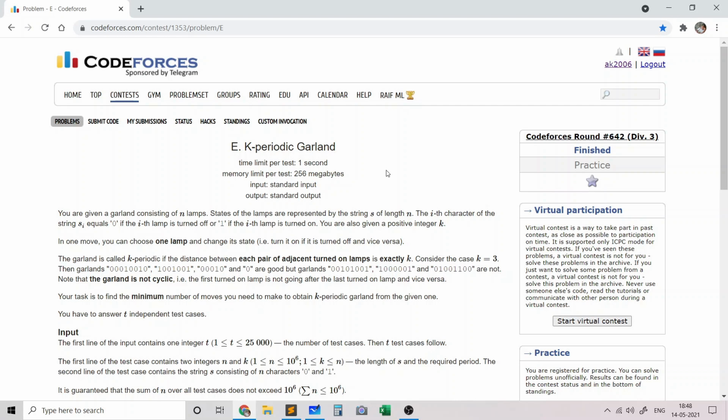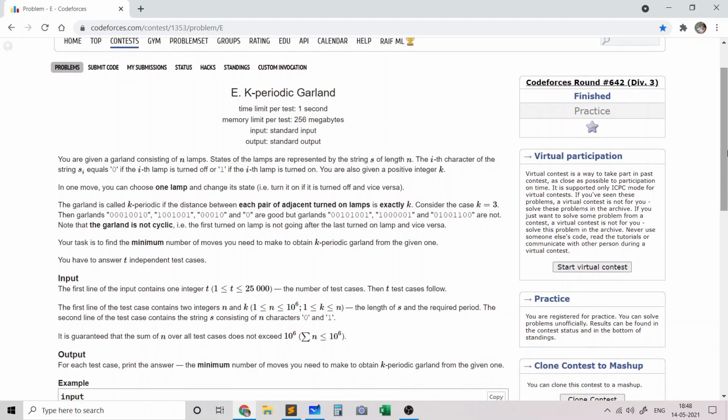The definition of a k-periodic garland is a garland in which the distance between each pair of adjacent ones is exactly k. Ones are turned on lamps, and we want the distance between every pair of adjacent ones to be exactly k. For example, if k is 3, then these garlands are periodic because the distance between every pair of adjacent ones is exactly 3, as you can see, and these are not periodic because the distance between this one and this one is 2, which is not 3, and similarly the other two are not periodic.